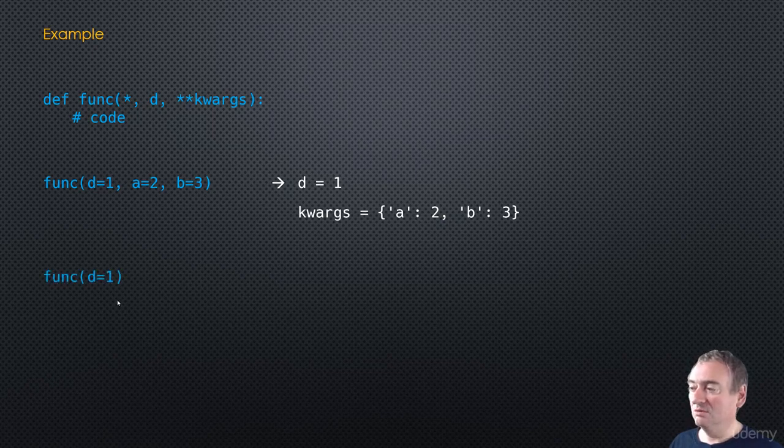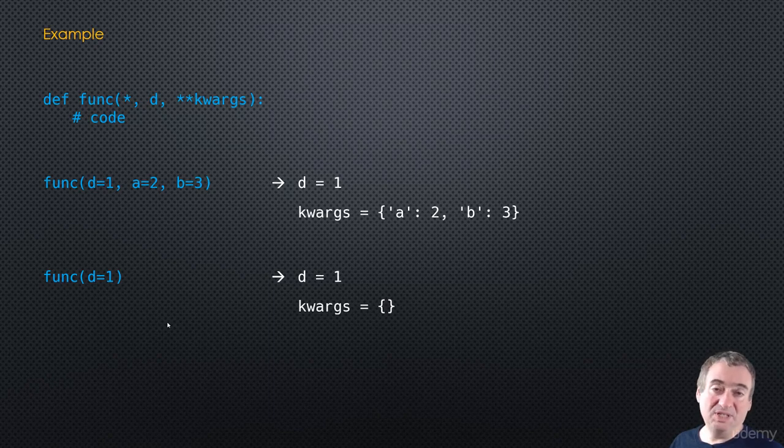And then func d equals 1, you can do that as well, since again, the ** doesn't mandate that additional keyword arguments have to be present, only that they can be present, and then it will just scoop them up. So in this case, we'll get d equals 1, and kwargs will just be an empty dictionary.